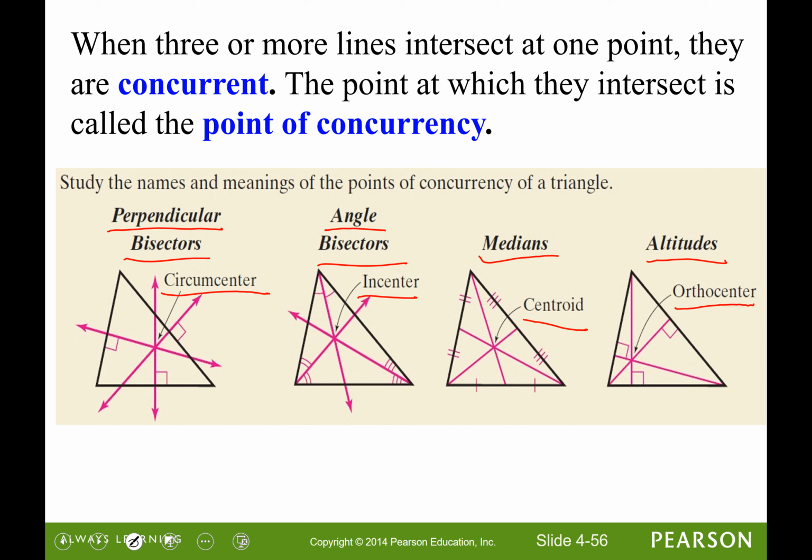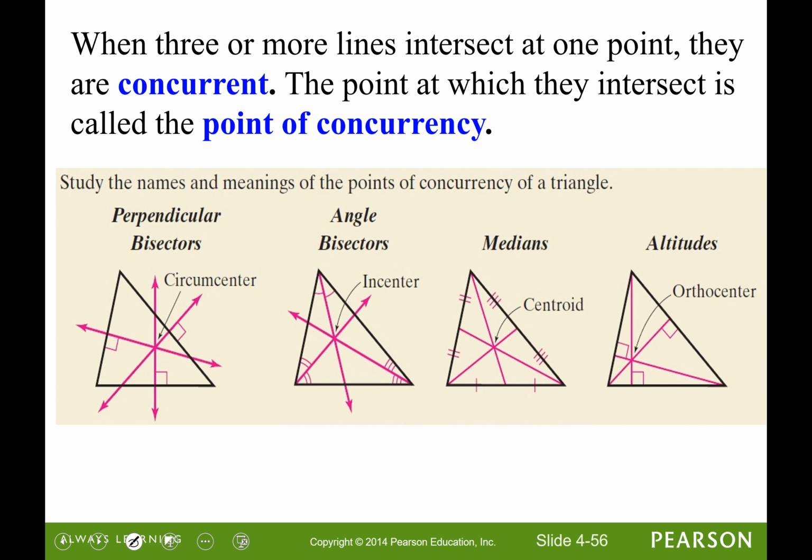And you're going to need to remember these terms. You may have questions that just say, find the incenter. And so you'll have to know that the incenter is the point of concurrency for the three angle bisectors. So you'll need to know that the incenter relates to angle bisectors, the centroid relates to medians, and so on. Now let's make sure you know what perpendicular bisectors are, angle bisectors, medians, and altitudes.